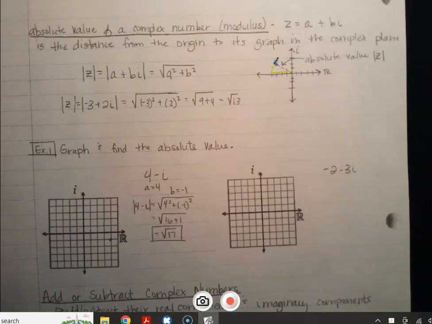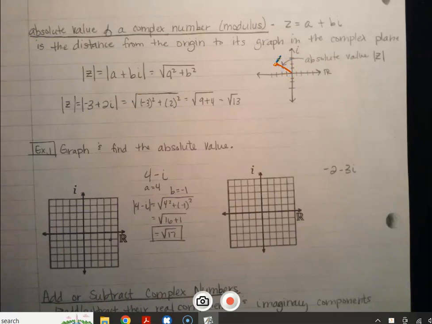In order to get that distance, because it's not just straight from 0, it's a diagonal, we have to treat it as if we're looking for this diagonal distance. So the absolute value of z.